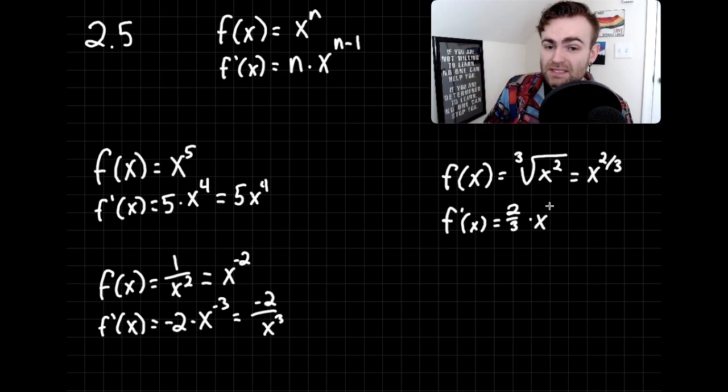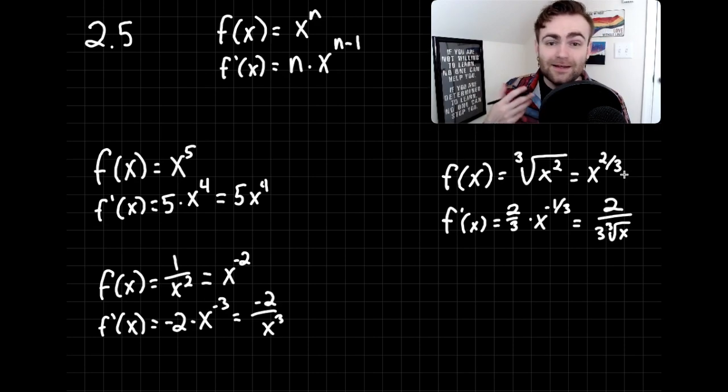1 less than 2/3 is negative 1/3, and we can rewrite this as 2 in the numerator, and the denominator we're going to have is 3, and x to the negative 1/3 is 1 over the cube root of x. So we have 2 over 3 times the cube root of x, and that is the final answer for that one. Not that bad. It takes a little bit of practice, especially with the trickier ones, but once you get the hang of it, it'll be a breeze.